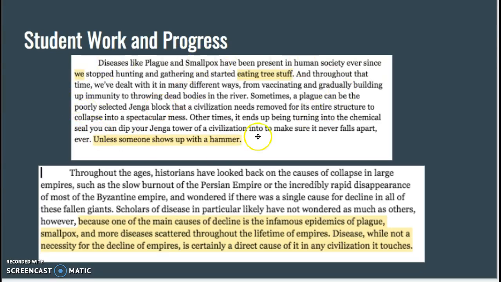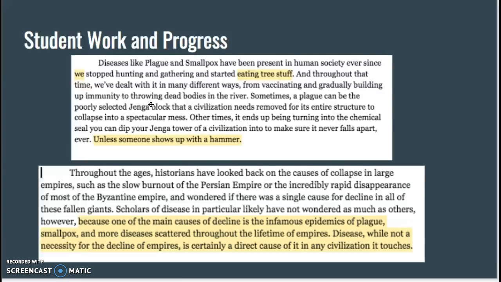So here is one example. This is a student that likes to joke around, and he did not take his first draft seriously. As you can see, "eating tree stuff, unless someone shows up with a hammer." They're highlighted because I had made comments on his feedback. So he received a 10%, or a 1 out of 10, on this first one. But you can see that he really did apply himself to an extent on the mid-assessment. You'll see here is the second one.